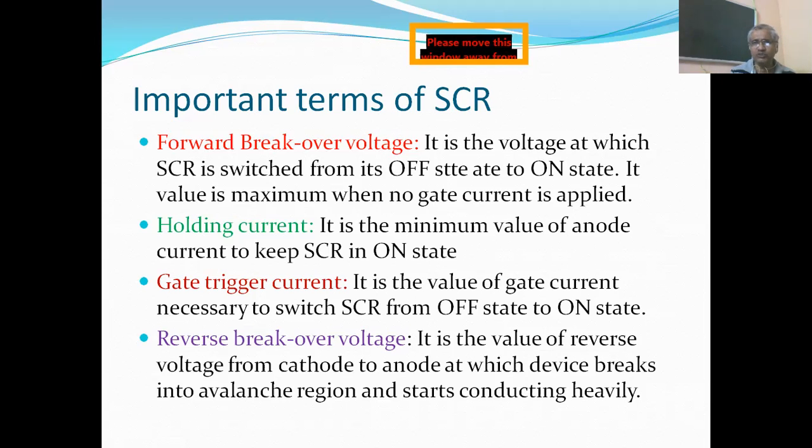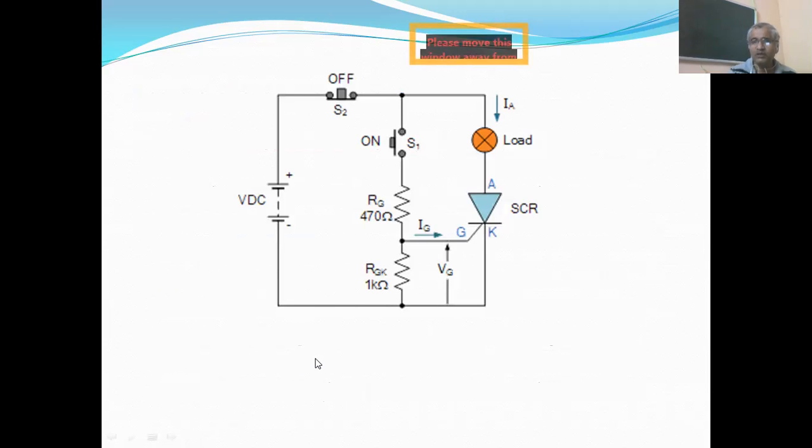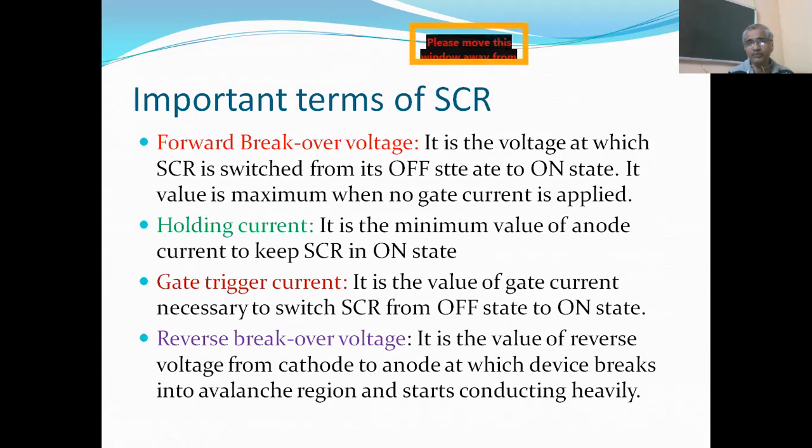And the value of this reverse breakover voltage is very, very high as compared to the forward breakover voltage, because in forward breakover voltage you will have to break down one junction, but in reverse bias condition you will have to break down two junctions, and therefore the reverse breakover voltage is very high. So these are the important terms of the SCR.